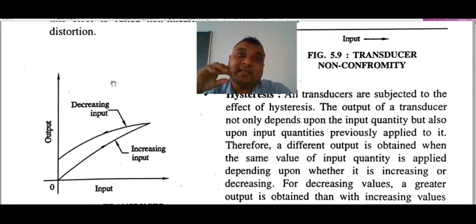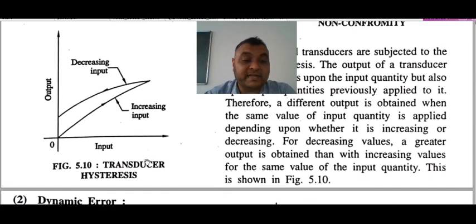Because it was already affected. Because previously, in the past, we have slightly damaged that instrument. How? By giving additional voltage. Okay, so internally that instrument was already being affected, which we are not knowing. So that's why it will not give you the exact output each and every time for the same input. Okay, so that is the graph given over here, which is also known as transducer hysteresis.